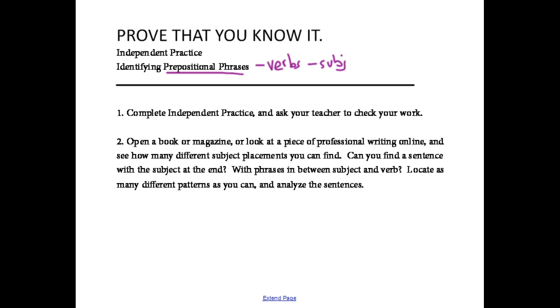Sentence variety is one of the hardest and most important tasks that any writer can master. And one of the most important ways of creating sentence variety is putting subjects in different places in sentences. So you need to start being attentive to that in your reading and then in your writing.